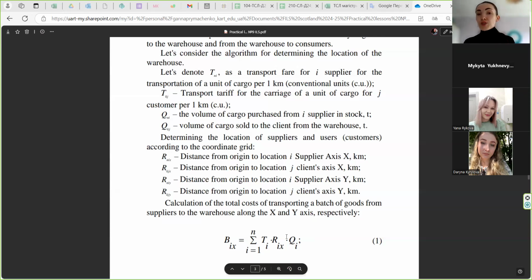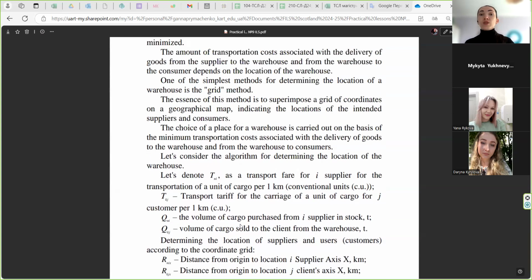Our next parameter is Q, big Q with index E. It is the volume of cargo that we need to deliver from the manufacturer to the warehouse. So these three parameters are our transport tariff, our distance, and the volume of cargo that we need to deliver. Now I open our table 1 and we find this information for your variant.